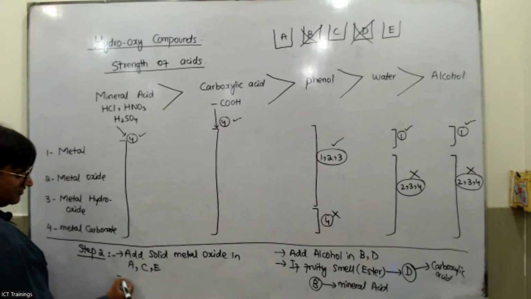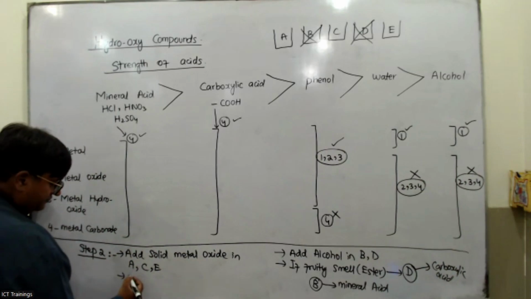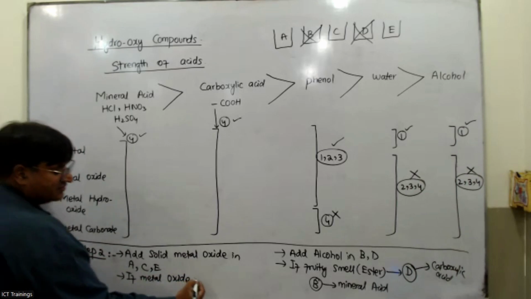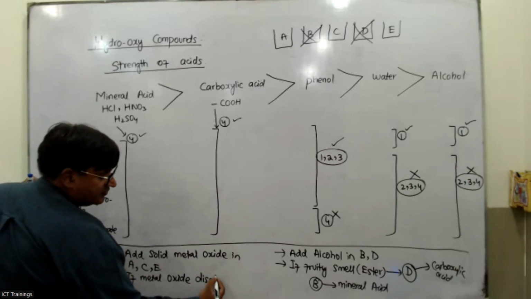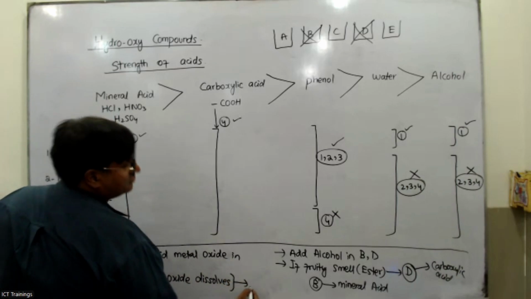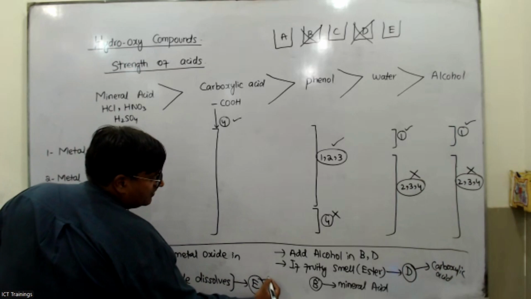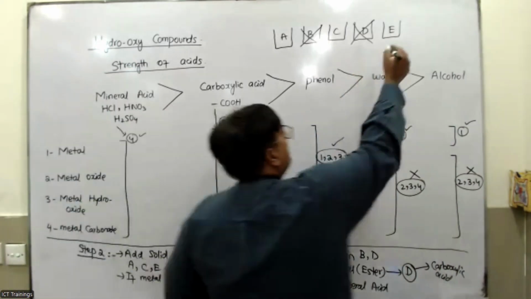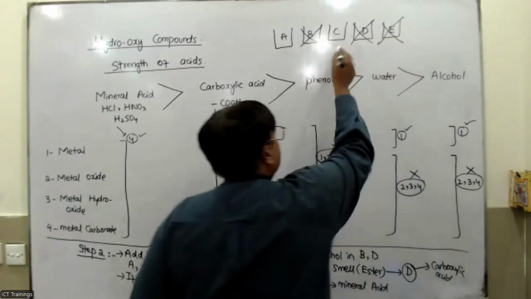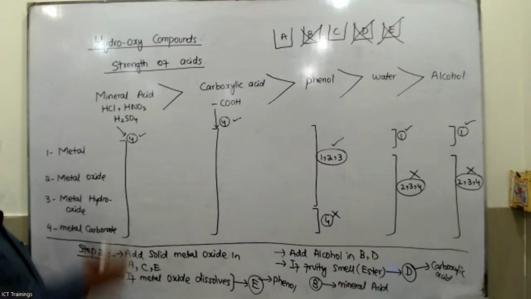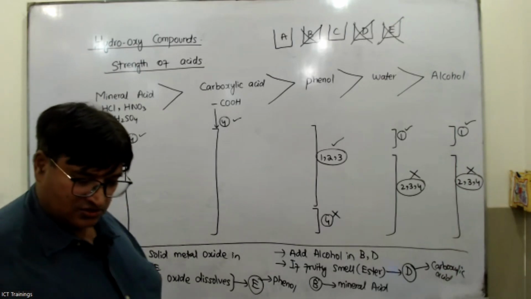So this is the first step. If the metal oxide dissolves, let's suppose it dissolves in E, so E could be, my dear, phenol. And E is also eliminated. Now you have A and C left. In A and C the metal oxide does not dissolve, so they could be water or alcohol.